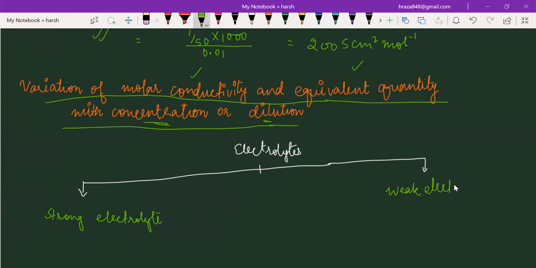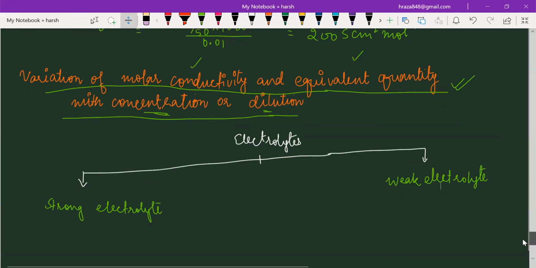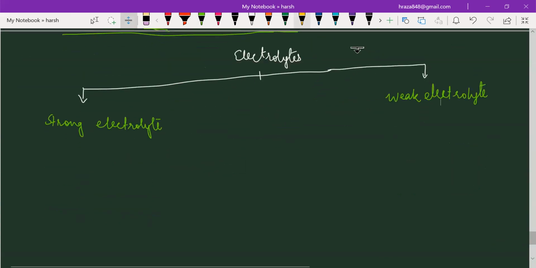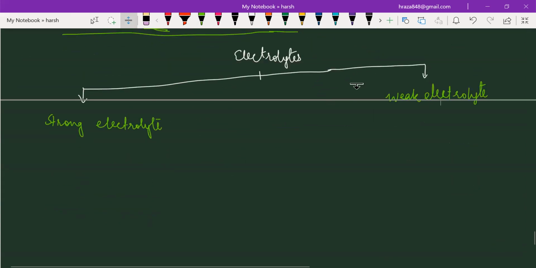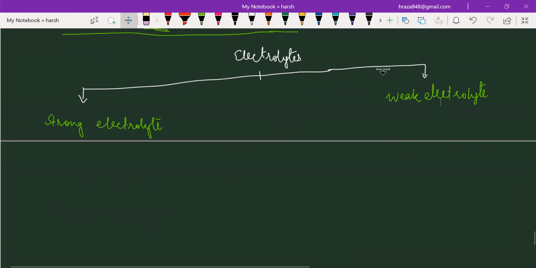So you can see. Have you written this topic? Yes, I wrote it last class only. Okay, so there are two types of electrolyte: a strong electrolyte and a weak electrolyte.